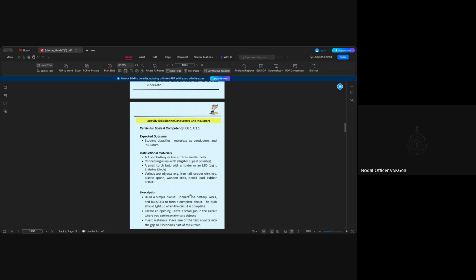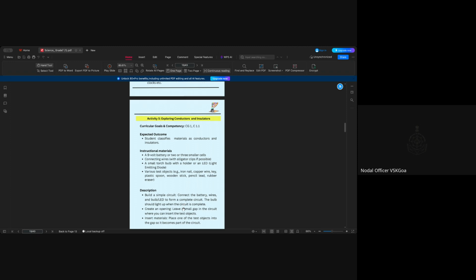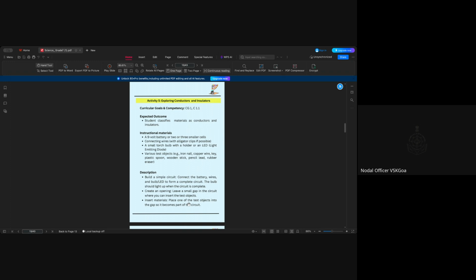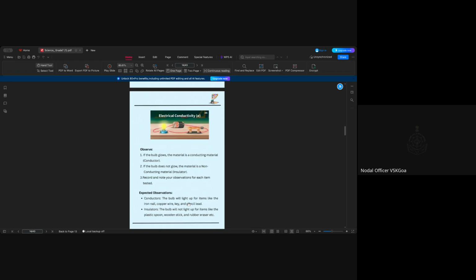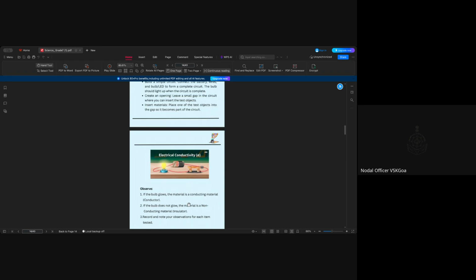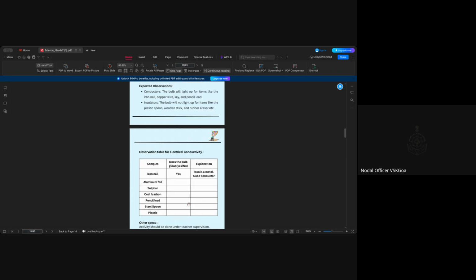They use a battery, wires, and an LED bulb. Then you instruct them to create a gap in the circuit, and let them insert the test items one by one inside this circuit, as you can see in this description. Once that is done, you can provide them with a table like this one, where they put different samples and figure out whether the bulb is glowing or not. And they write down the explanation of why that may be. That is their own; this is just for reference.